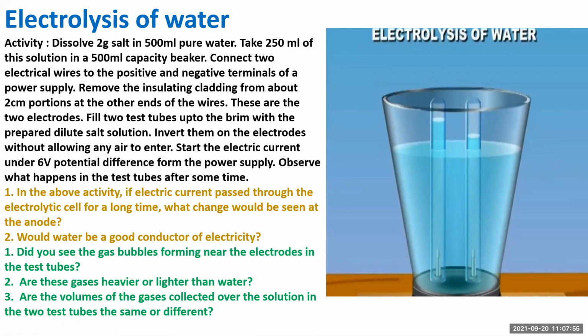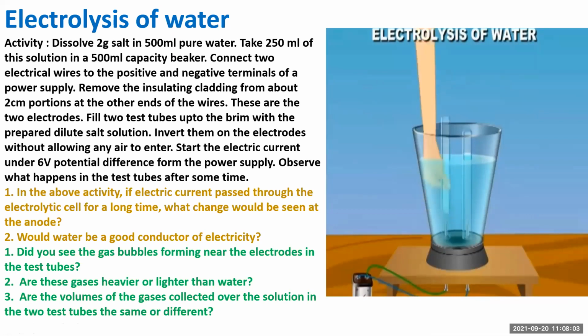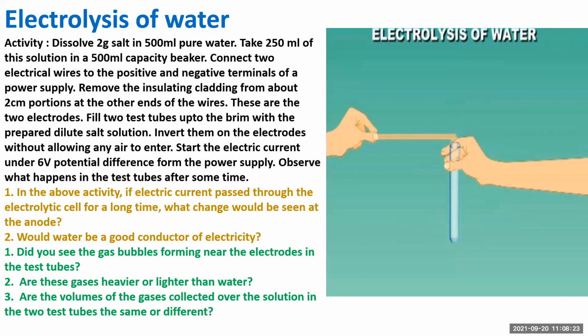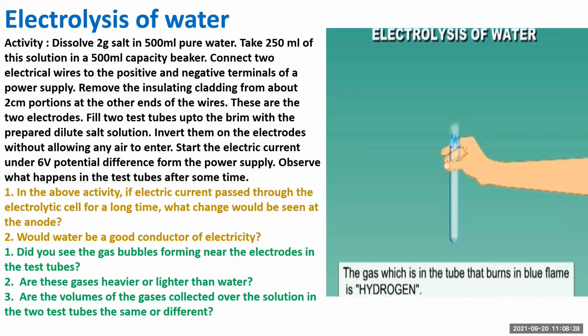Okay, in this we see the process. We are obtaining the two gases. The decomposition of water is going on. Now take out the test tube and check which gas is present. See, the burning candle burns with a bright flame. It means there is oxygen. And in another test tube the candle burns with a pop-like sound and gives a blue flame. Therefore, in the other test tube hydrogen gas is present.